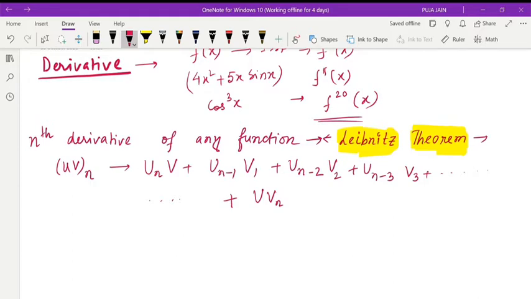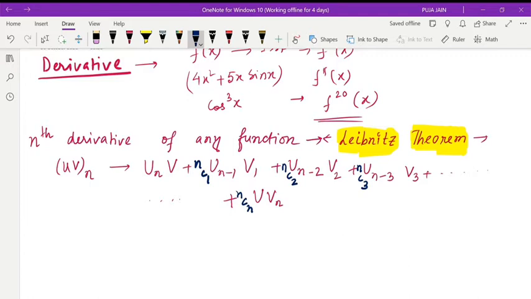Now here we will add a few more terms. What are the terms to be added? Here we will get nC1. Here we will get nC1, then here we will get nC2, here nC3 and so on, and at last we will get nCn.